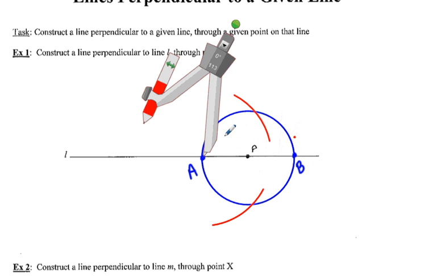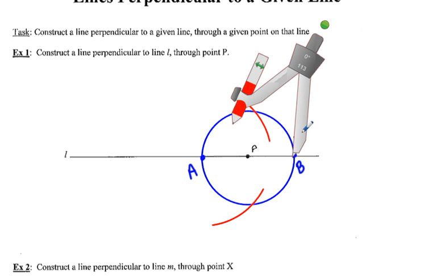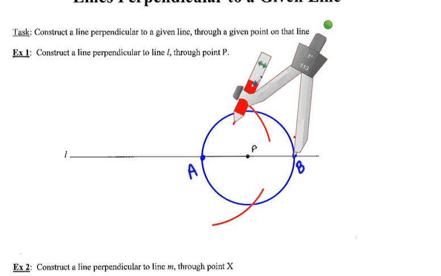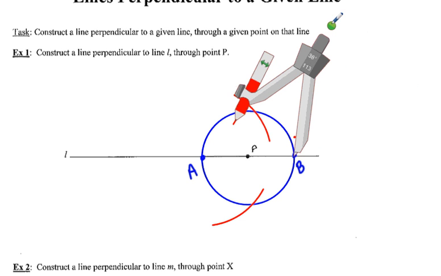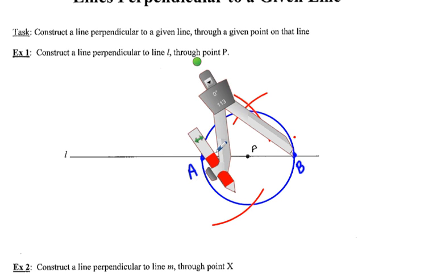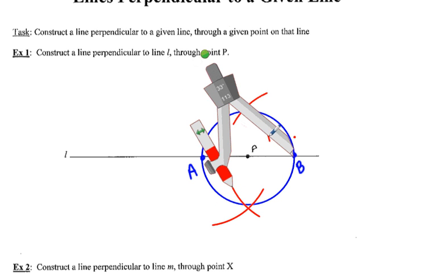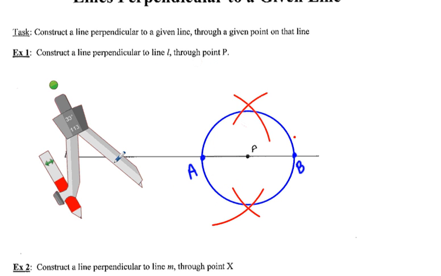Flip the compass around, put the point of the compass at point B, and draw a second set of arcs. And then lastly, grab my straight edge and use it to connect the points of intersection of those two arcs. I'm going to label this with a right angle in order to indicate that it is indeed perpendicular to the given line. And that's all there is to it, folks.